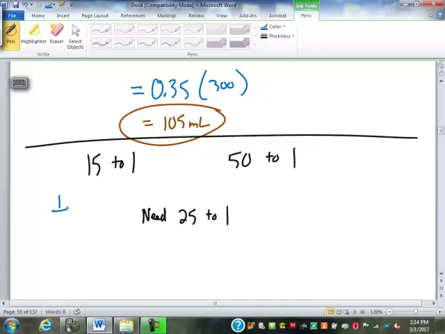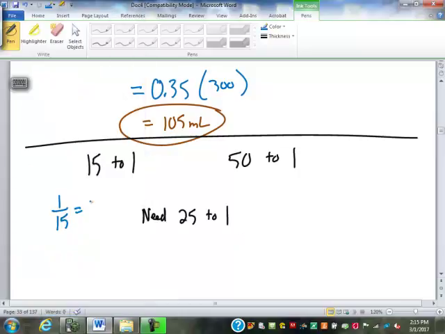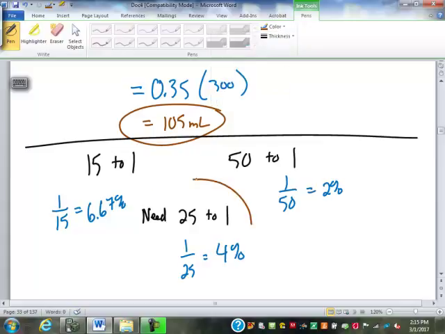15-to-1, 1 divided by 15 as a decimal is going to give us 0.0666. That is going to be 6.67%. 50-to-1, 1 out of 50 is 0.02, so that's going to be a 2% mixture. And 25-to-1, 1 out of 25, is going to be 0.04 or a 4% mixture. So we need to know now to mix these, how do we end up with that 4% mixture?